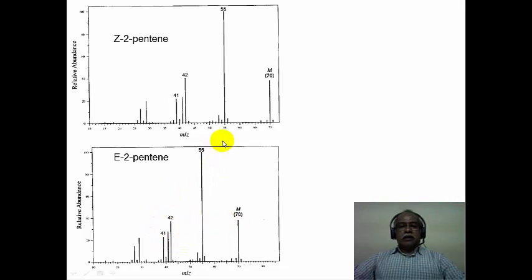In other words, based on mass spectrometry, one cannot distinguish between Z-pentene, cis-pentene, from trans-pentene, which is the E-pentene, for example. So stereoisomers of this nature cannot be distinguished by mass spectrometry if they have an identical fragmentation pattern.